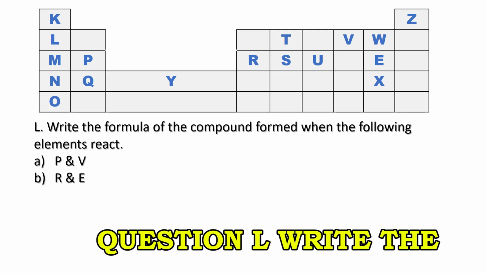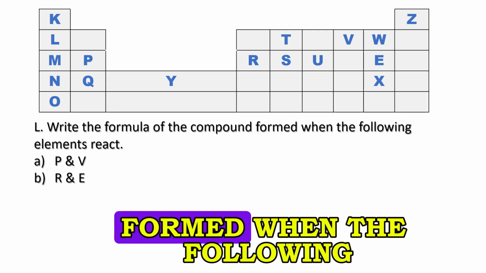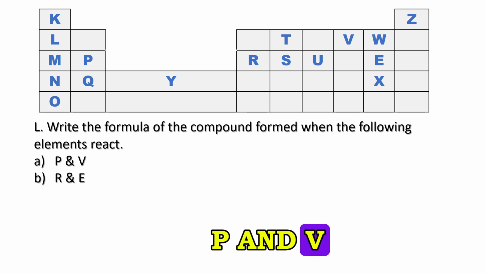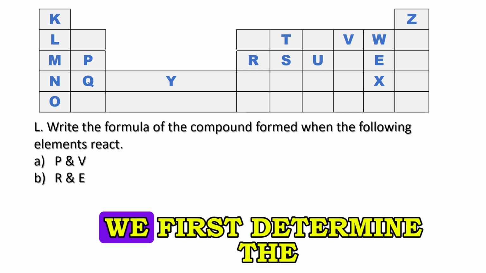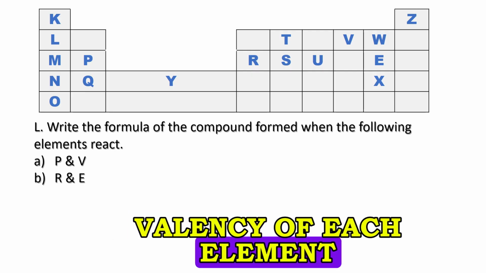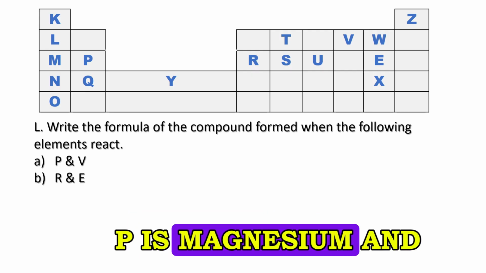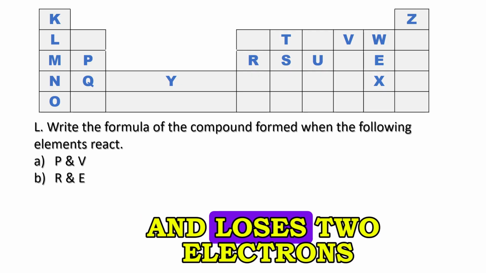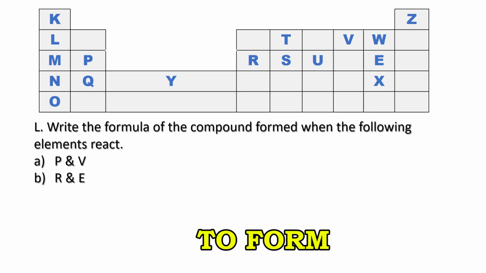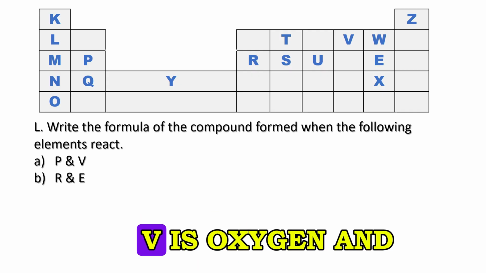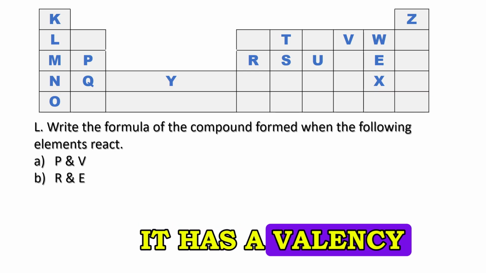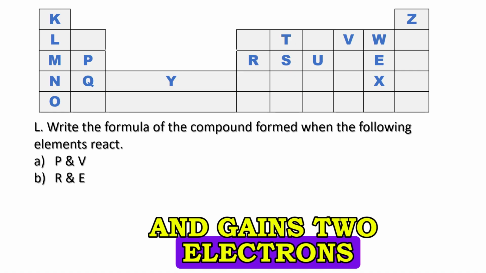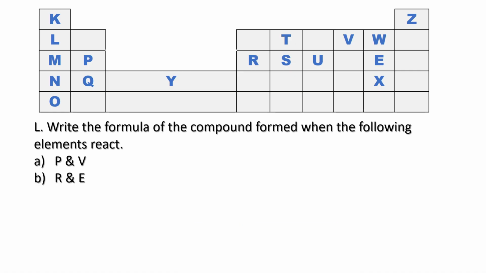Question L. Write the formula of the compound formed when the following elements react. A, P, and V. To write a chemical formula, we first determine the valency of each element. P is magnesium, and it has a valency of 2, because it is in group 2 and loses 2 electrons to form Mg2+. V is oxygen, and it has a valency of 2, because it is in group 6 and gains 2 electrons to form O2-.